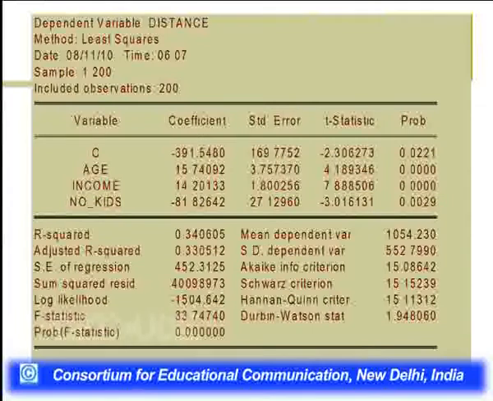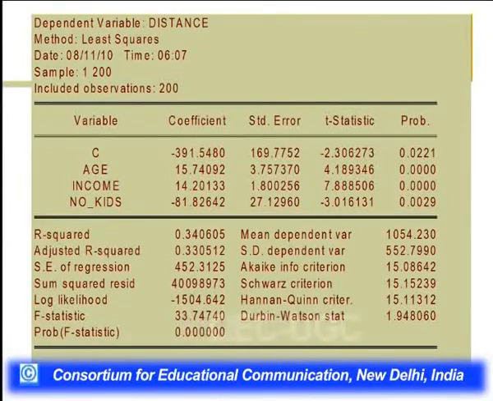Now if you run the regression, the dependent variable is distance. We apply the method of least squares. The sample we are taking is about 200. The included observations are also 200. So let us have an explanation of the following. First we have a variable, the constant. The coefficient is minus 391.54 with a standard error of 169. The t statistic is negative but greater than 2 in magnitude, that is 2.3.